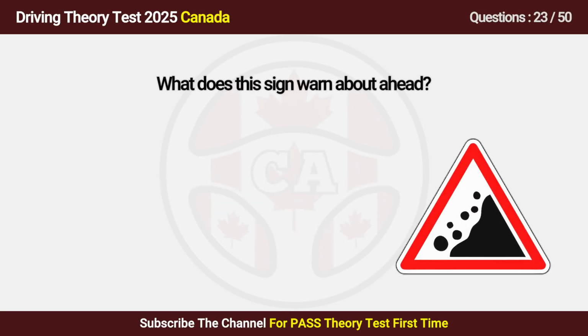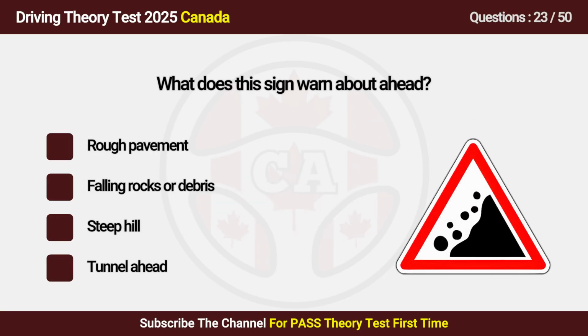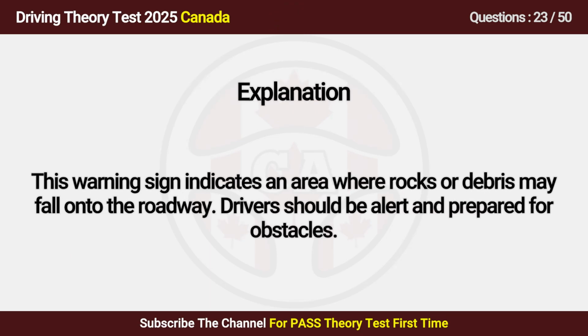Question 23. What does this sign warn about ahead? A. Rough pavement. B. Falling rocks or debris. C. Steep hill. D. Tunnel ahead. Answer is B. Falling rocks or debris. This warning sign indicates an area where rocks or debris may fall onto the roadway. Drivers should be alert and prepared for obstacles.